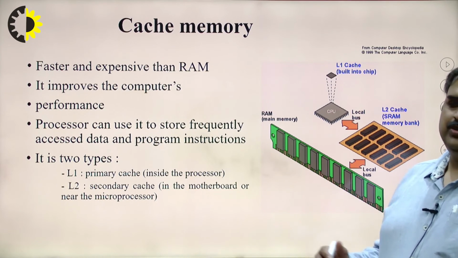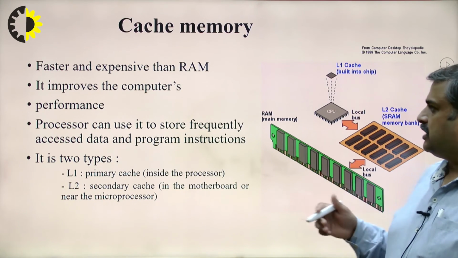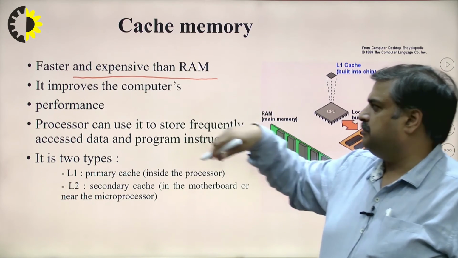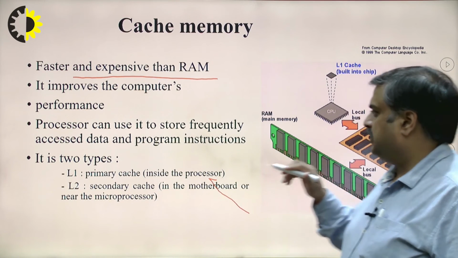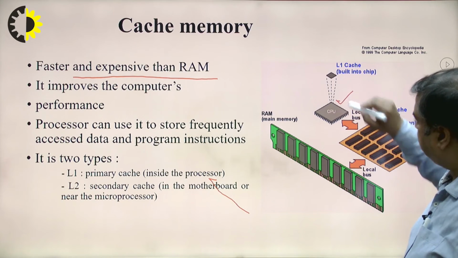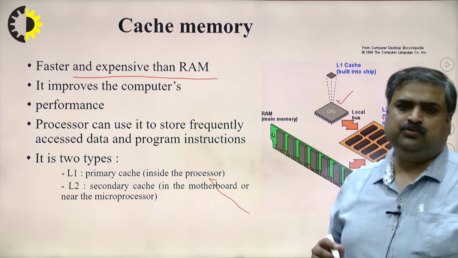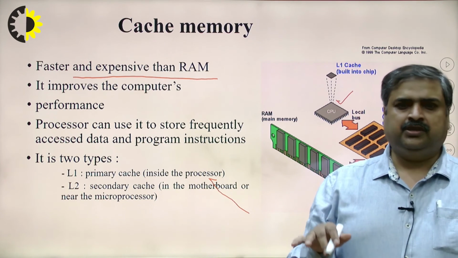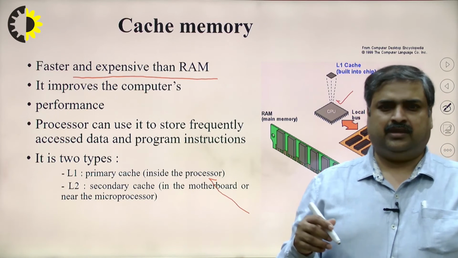The cache memory concept is introduced to improve the performance. So cache memory is basically faster and more expensive than RAM. So it improves the performance of computer, and a very small part of cache memory is already built into CPU. It is integrated along with the CPU to keep very frequent data within the CPU only, so that there will not be any latency or delay in accessing the data.